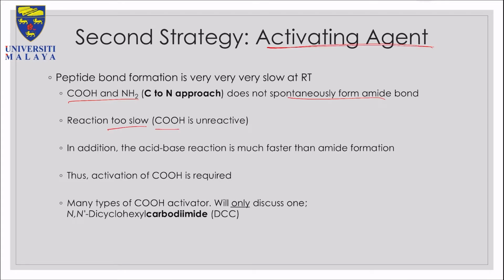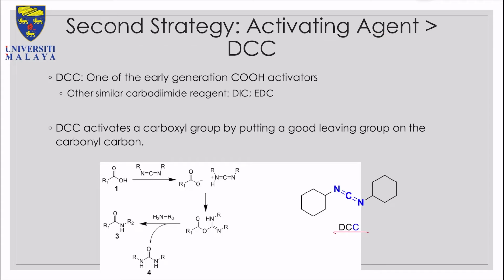Many types of activators are available. What we look at over here is what I call DCC, or N,N'-dicyclohexylcarbodiimide. What is the structure? The structure of DCC is like this. You have a dicyclo, N,N', because it's connected to an N-dicyclohexyl, and you have the carbodiimide in the middle there.